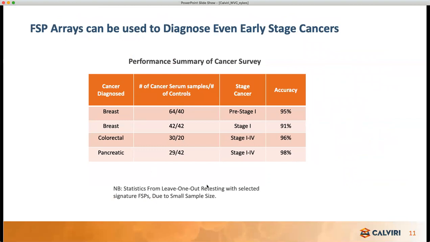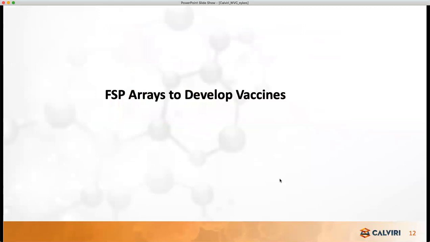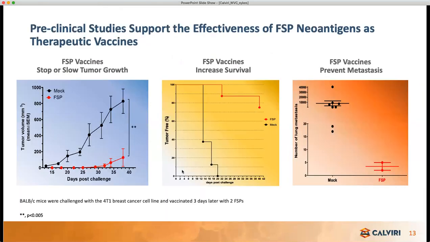And here's just a brief summary of some proof of concept experiments where we're able to get very good accuracy in stage 1, even pre-stage 1. This is at least a year before diagnosis, and also some of the later stages. So now I wanted to spend more time on telling you about some of the vaccine development efforts that we've had, since that's what this Congress is all about.